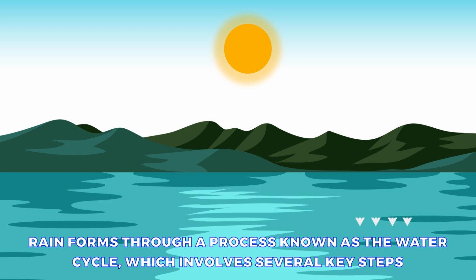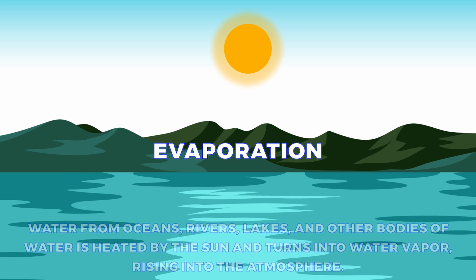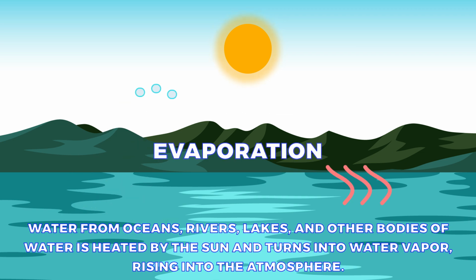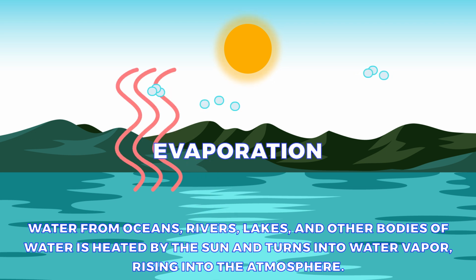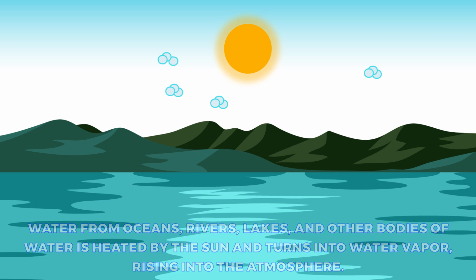A process known as the water cycle, which involves several key steps. Evaporation: water from oceans, rivers, lakes, and other bodies of water is heated by the sun and turns into water vapor, rising into the atmosphere.